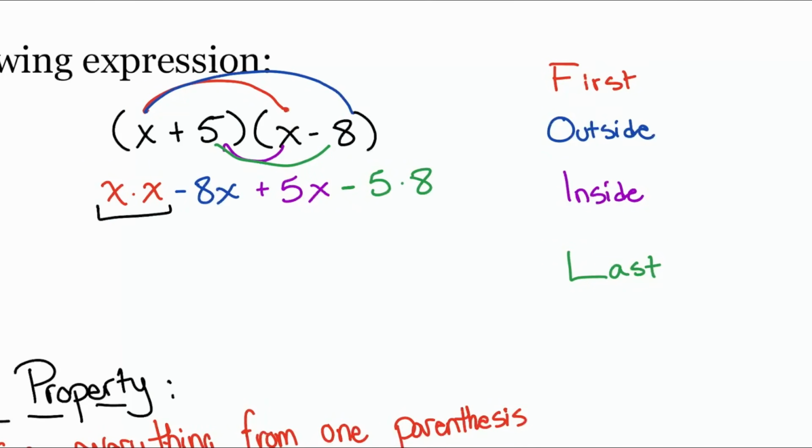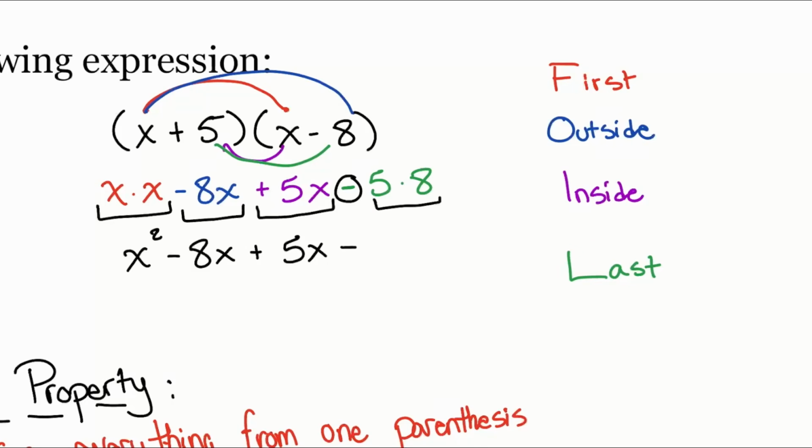Everybody, x times x, what's that going to simplify to? Yep, that's going to be x squared. Now let's go ahead and take it over to negative 8 times x. That'll just be minus 8x. Then we have 5 times x. That's just going to be 5x. Then we have minus, so minus. Everybody, what's 5 times 8 going to be? Yep, that's going to end up being 40. Keep that negative there. But here we are: x squared minus 8x plus 5x minus 40.